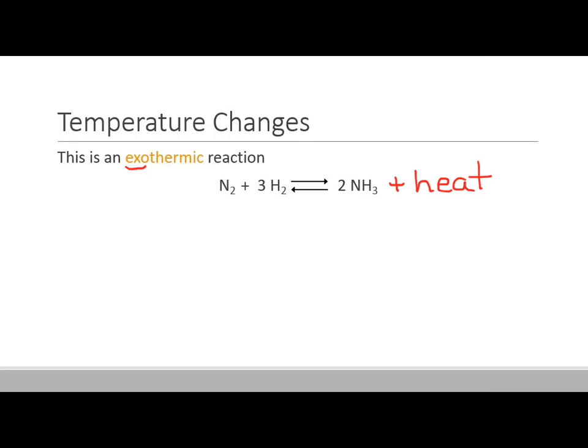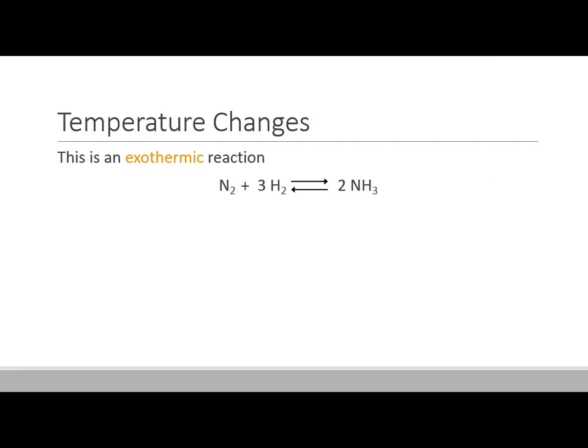All right. If I increase the temperature, that means that I'm adding a bunch of heat, right? That makes sense. So increasing temperature is adding heat. Heat's over here on the right-hand side. So if I increase the temperature, I just added a big mountain of dirt. Which way will it shift? Shift to the left. Okay, simple enough.